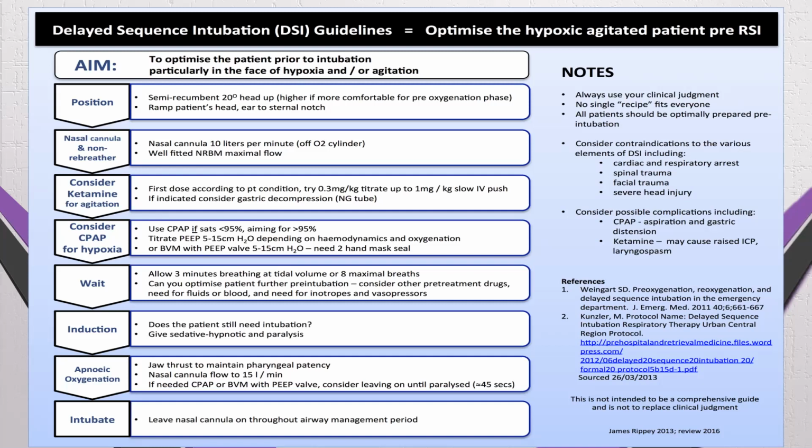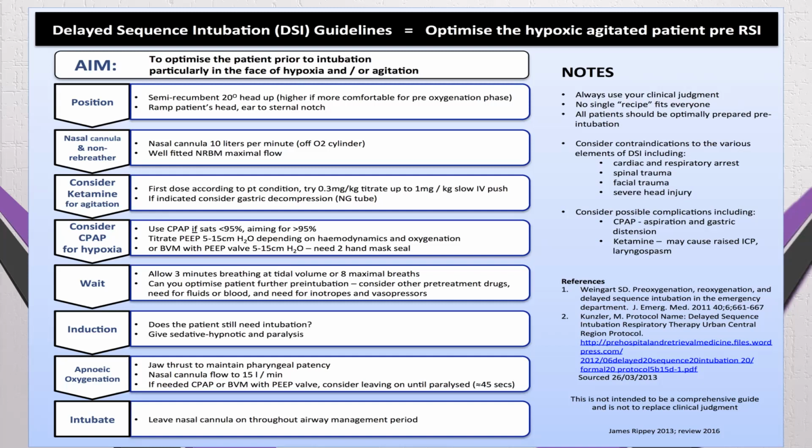Consider possible complications of this technique: when using CPAP, you have the risk of aspiration and gastric distension. Ketamine may cause increased intracranial pressure and laryngospasm. You have to keep all these in mind before doing delayed sequence intubation.